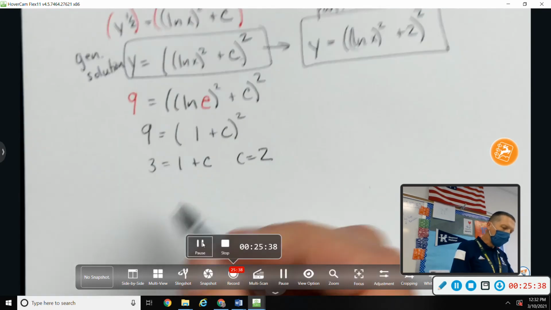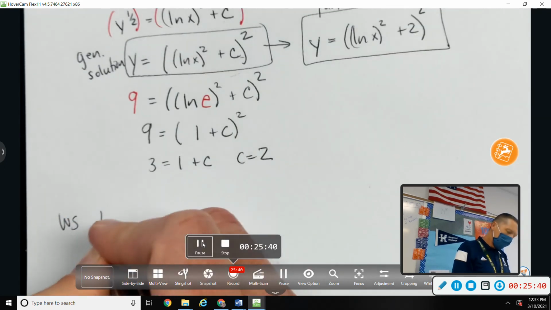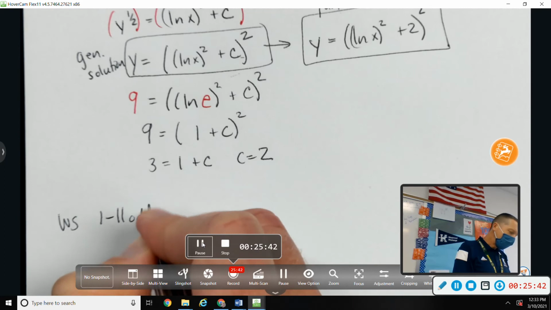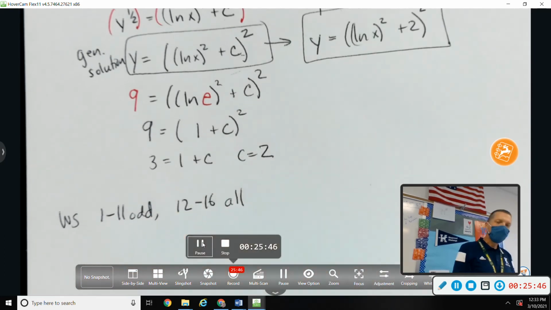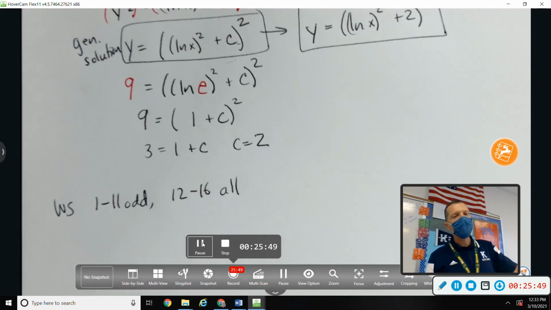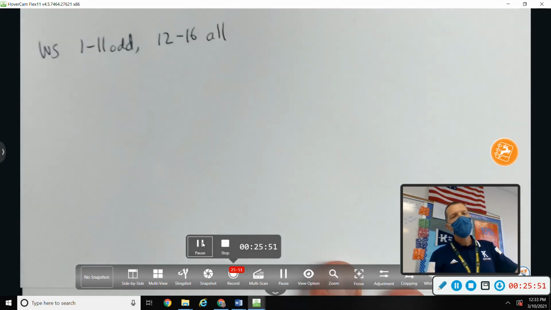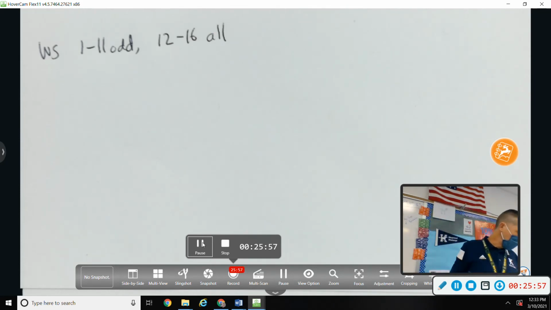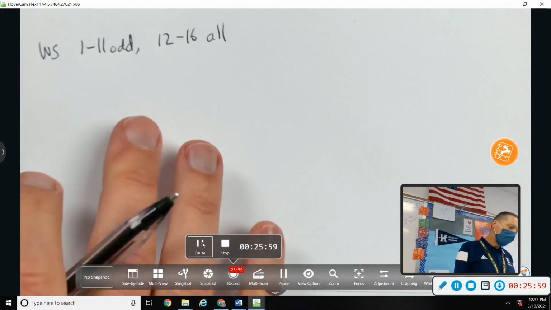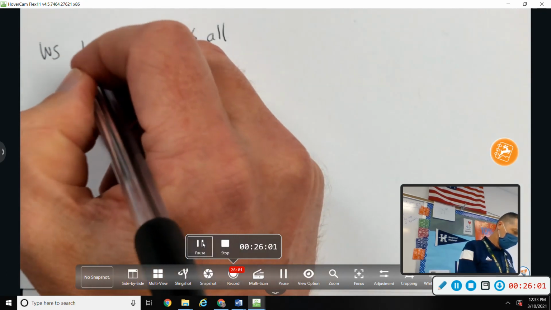All right, on the worksheet I gave you, let's do 1 through 11 odd. And then 12 through 16 are a little bit easier, so we'll do all of those. On the first 11, a lot of those are repetitive, a lot of similar problems in there. So just 1 through 11 odd, and then 12 through 16 all. So that's all we have to do? Correct.